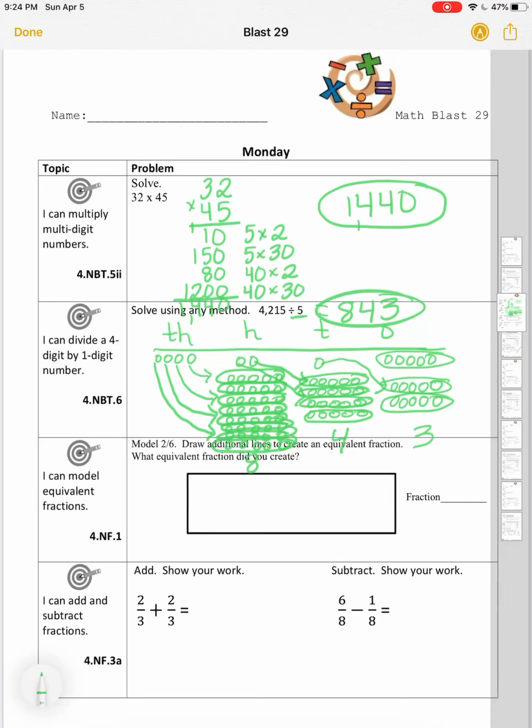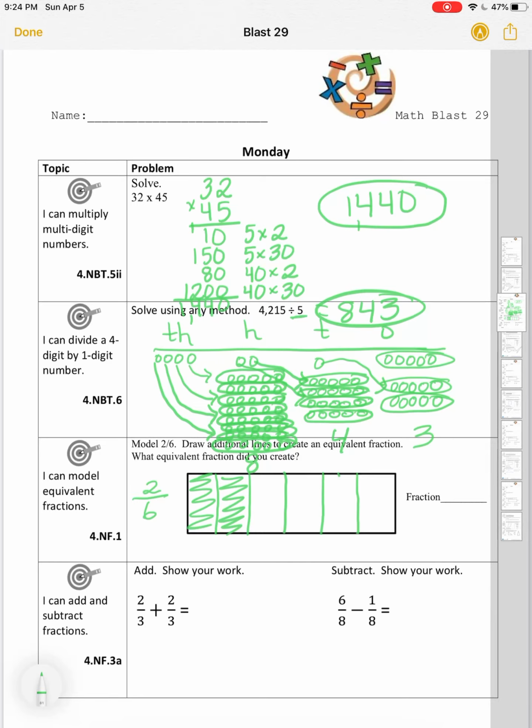I can model equivalent fractions. Model 2/6. I'm going to do that first. So I'm given my rectangle here. This is my whole. And if I want to model 2/6, I see that the denominator, the 6 in my fraction, represents the units that we're dealing with. So I want to break my whole into 6 equal parts. And I'm going to shade in 2 of those parts. So now I've modeled 2/6.